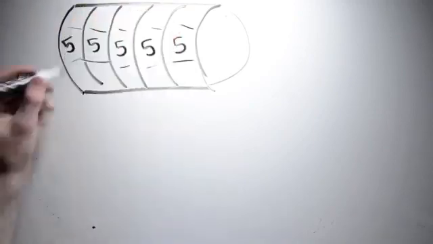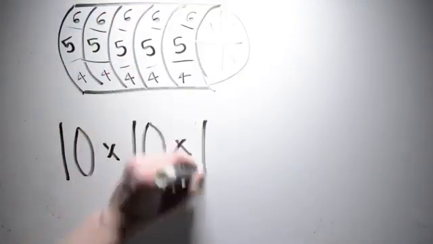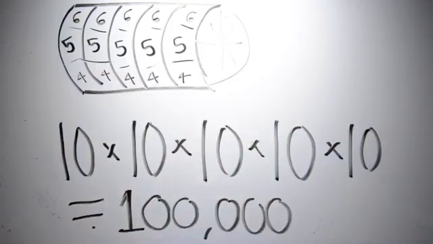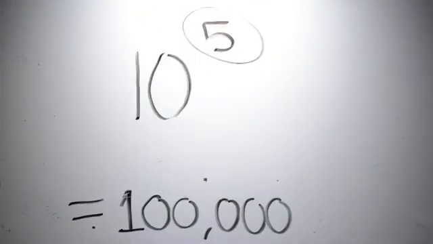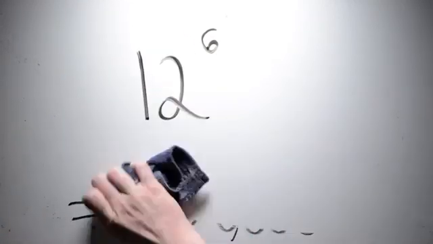If we have 10 different numbers to choose from, and let's say 5 slots, then we have 10 times 10 times 10 times 10 times 10, which is 100,000 different solutions to that lock. We can use a shortcut to write this, 10 to the 5th. But let's say there's 6 slots. Well, then it's just 10 to the 6th. But what if there's 12 numbers to choose from? Then it's 12 to the 6th.